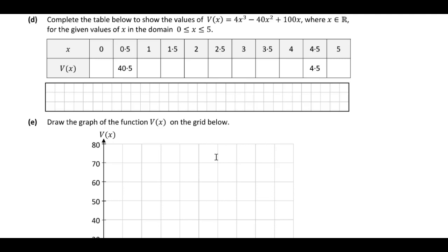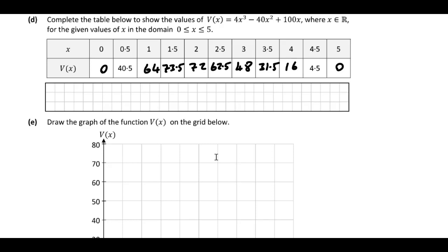So I've done this already, so I'm just going to put in the values that I got. So if you put 0 in, you're going to get 0. Put 0.5 in, it's given already. Put the next one in here, 1, you get 64. 1.5 is 73.5. 2 is 72. 2.5 is 62.5. 3 is 48. 3.5, 31.5. 4 is 16. 4.5 is 4.5, and 5 is 0.